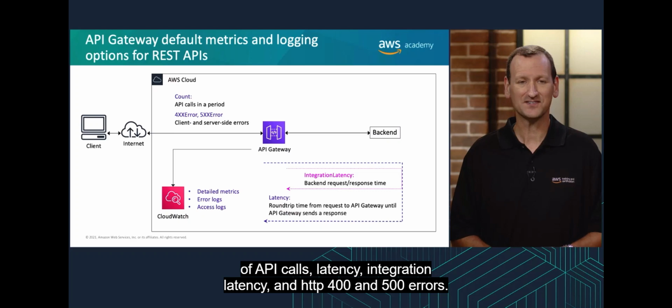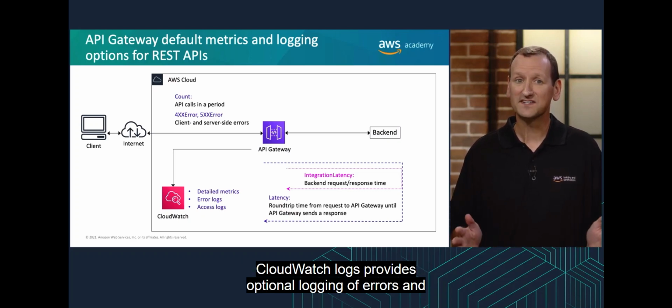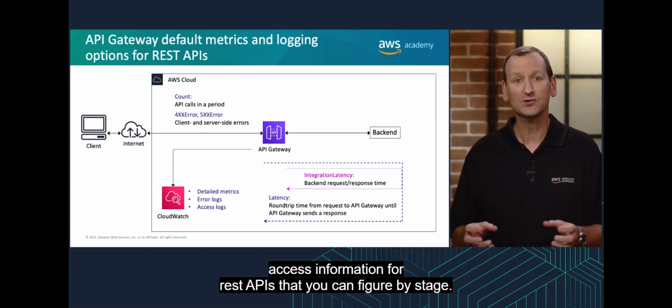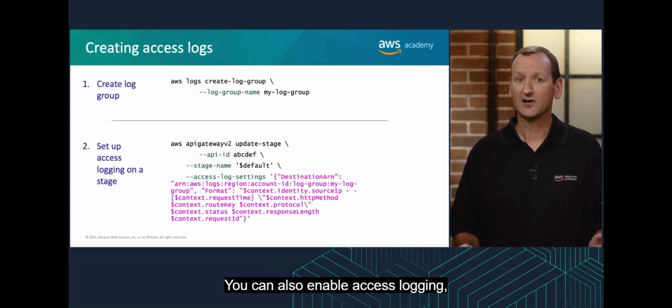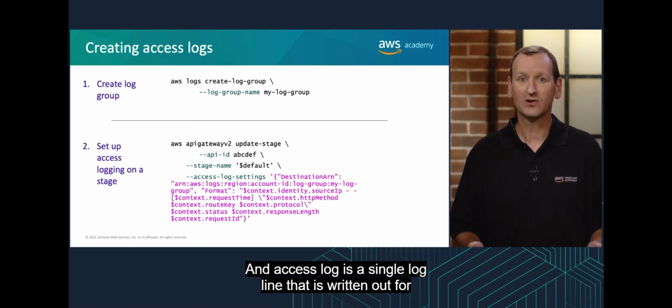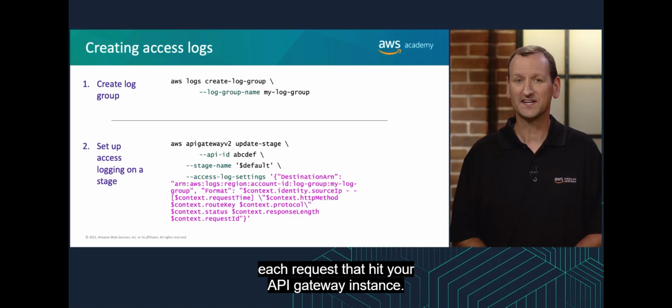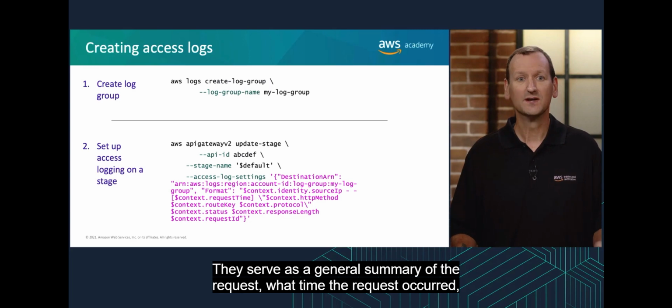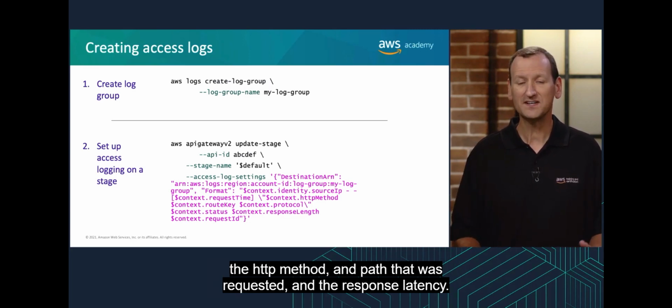400 and 500 errors. CloudWatch Logs provides optional logging of errors and access information for REST APIs that you configure by stage. You can also enable access logging to log who has accessed your API and how it was accessed. An access log is a single log line that is written out for each request that hits your API Gateway instance. They serve as a general summary of the request: what time the request occurred, the HTTP method and path that was requested, and the response latency.